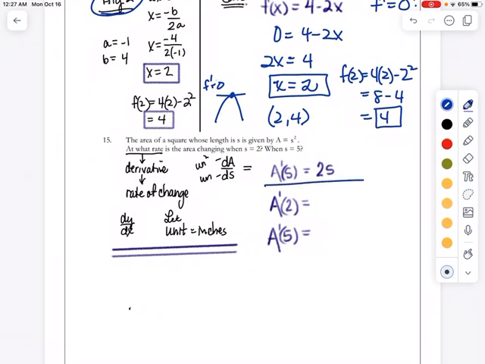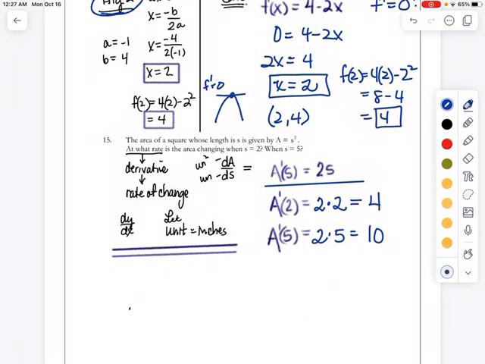So you take your area formula, which is equal to s squared, and you take the derivative. So it's going to be just 2s. And then you plug in 2 for s. So when the side is 2, 2 times 2, and that's equal to 4. Now, notice I'm keeping the units out right now. For s of 5, it's going to be 2 times 5, or 10.